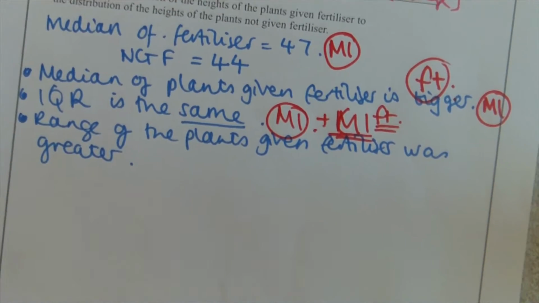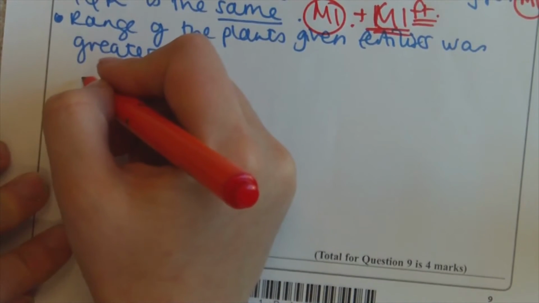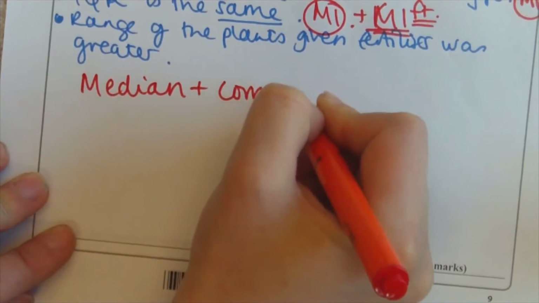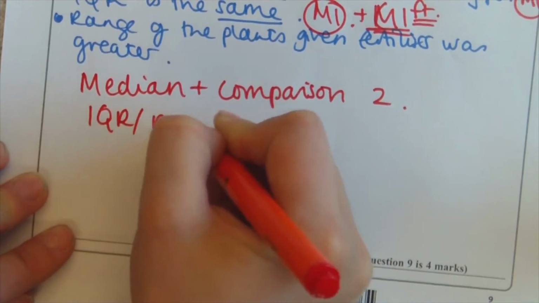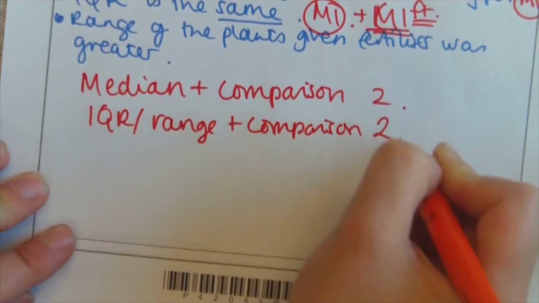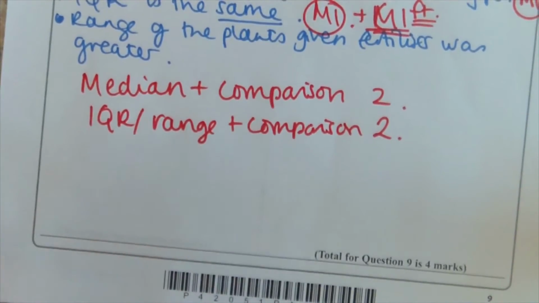So, if you do the median plus comparison, that's your 2 marks, and either the interquartile range or just the range plus comparison, you get another 2 marks. And any one of just these will get you 1 mark.